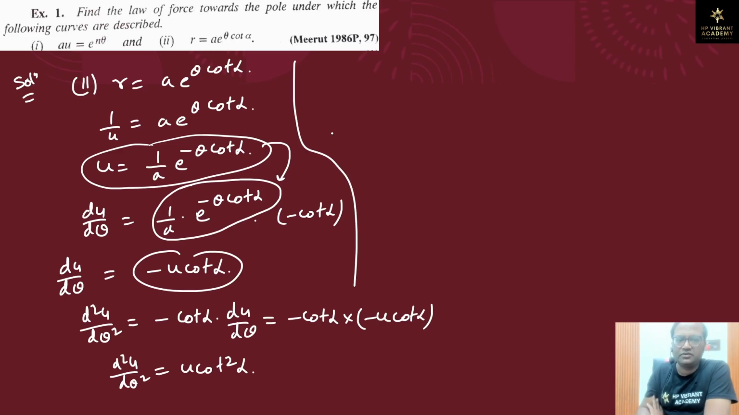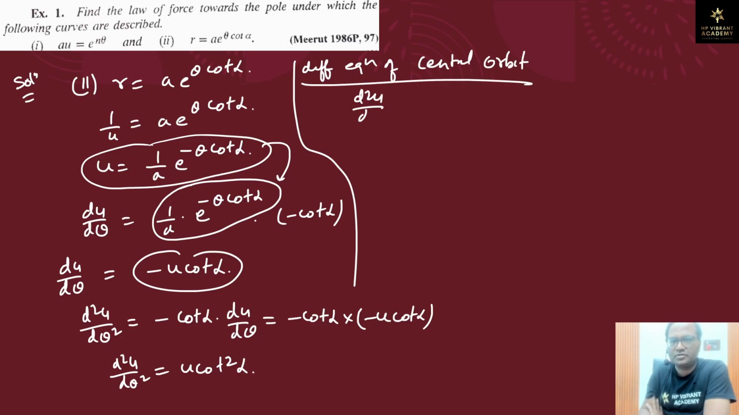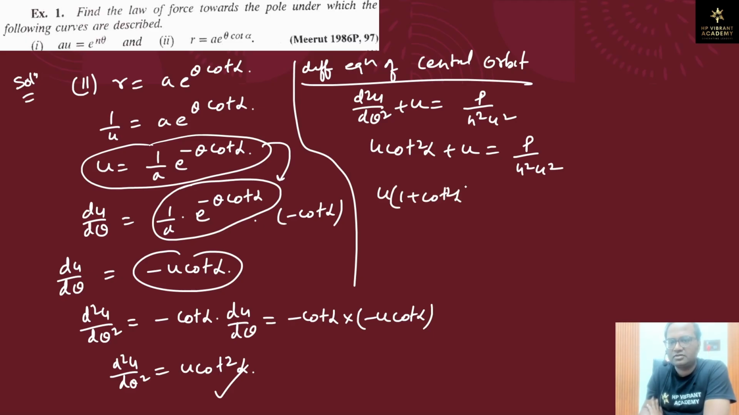So let us write down the differential equation of the central orbit. The differential equation of central orbit in polar form is given by d2u upon d theta square plus u is equal to p upon h square u square. So we have u cot square alpha plus u is equal to p upon h square u square. So we have u of 1 plus cot square alpha is equal to p upon h square u square.